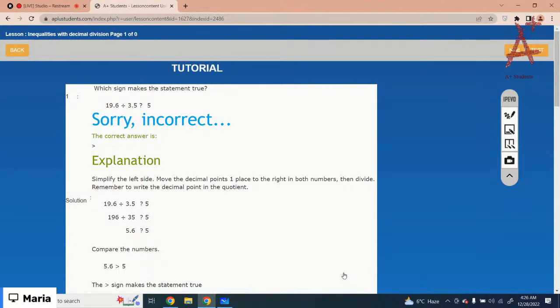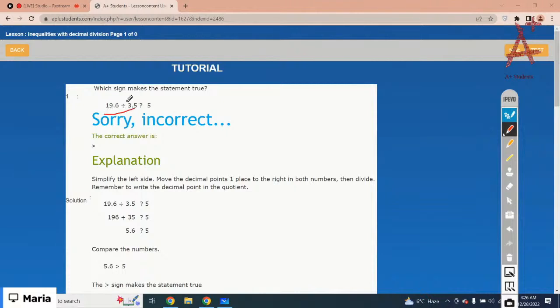Okay, the first one is which sign makes the statement true? So you are given 19.6 divided by 3.5 compared with 5. So first of all, we have to solve this side. Got it? The left side. So move the decimal point one place right in both the numbers because both of them have decimal point. It would be 196 divided by 35. Got it? Just divide and let's see what is the answer.